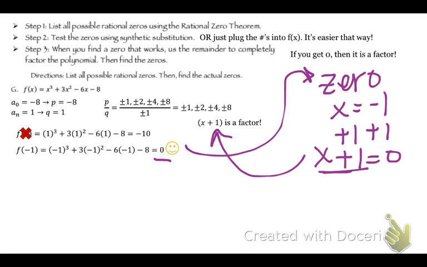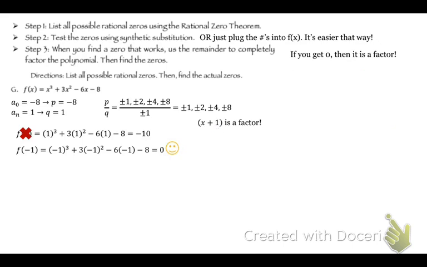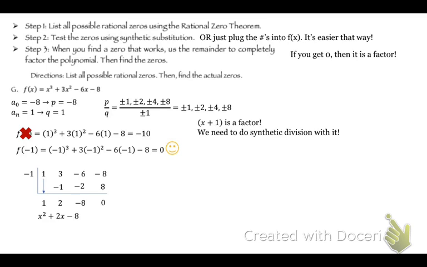Okay? So now, once you find one factor, you have to do synthetic division with it. So then this is going to be 1, 3, 6, negative 6, and negative 8. And negative 1 goes on the outside. So synthetic division, drop the 1 down. 1 times negative 1 is negative 1. 3 minus 1 is 2. 2 times negative 1 is negative 2. Negative 6 minus 2 is negative 8. Times that, you get 8, which is 0. So we have x squared plus 2x minus 8.